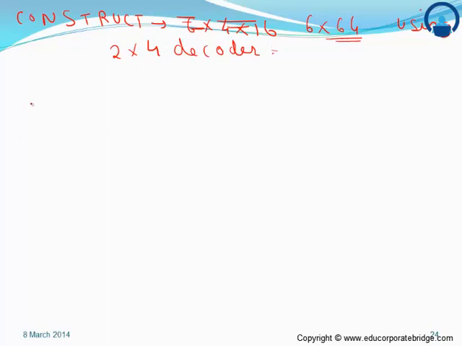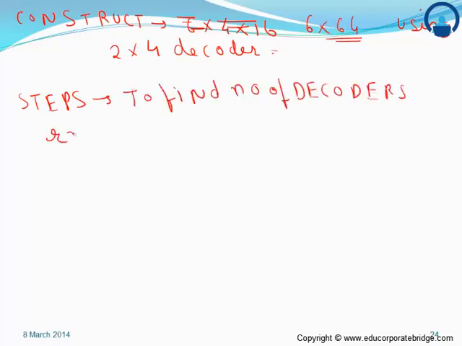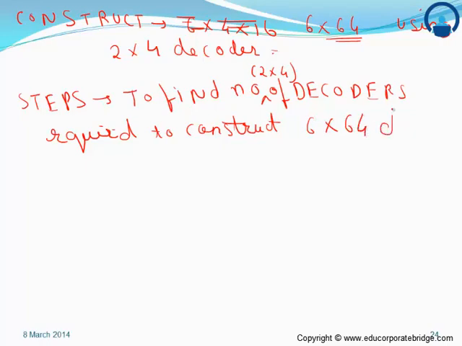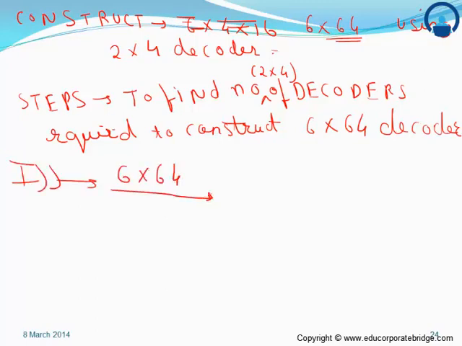So let's work out the steps to find the number of 2 cross 4 decoders required to construct a 6 cross 64 decoder. Okay, step 1: 6 cross 64 decoders can be written as 64 by 4.